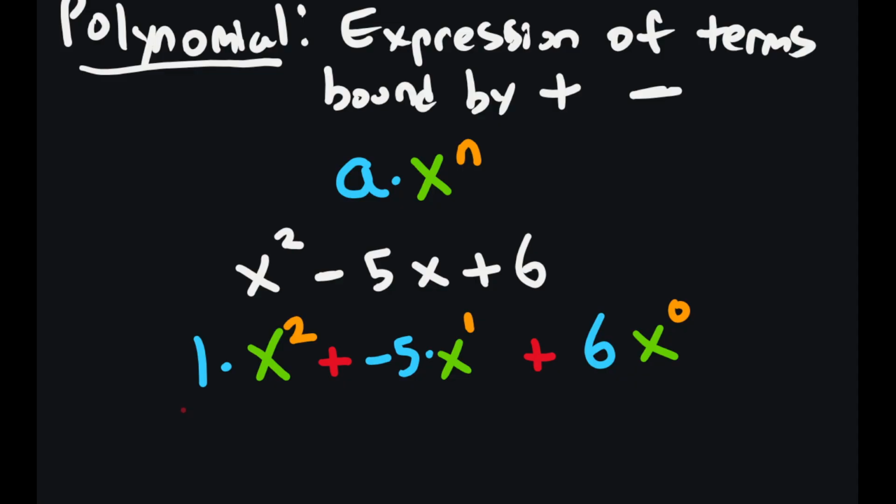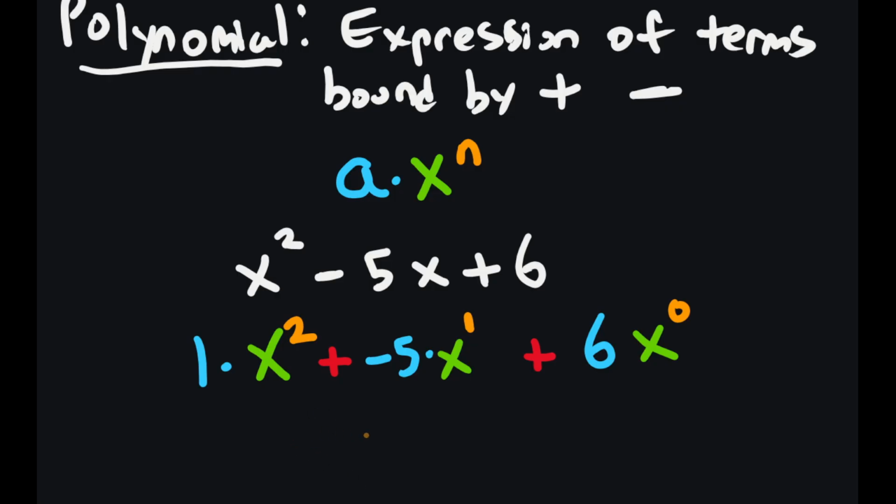And this shows you why it's a polynomial, because there are three terms here: 1, 2, 3. They're all bound by addition or subtraction. And that's what makes a polynomial.